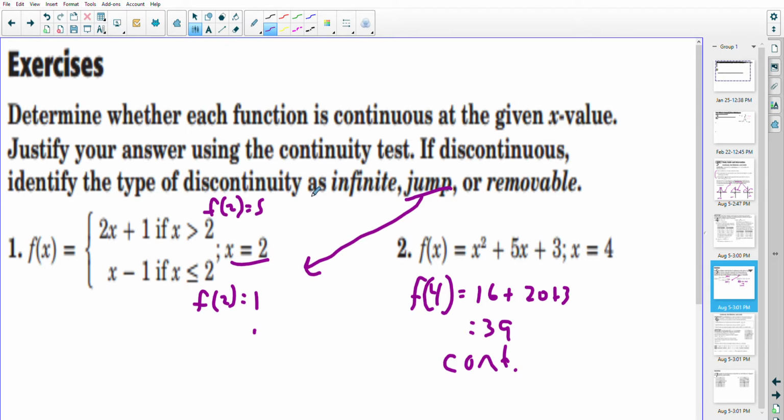That should explain what continuous is, as well as discontinuity, which has three types: infinite, jump, and removable.